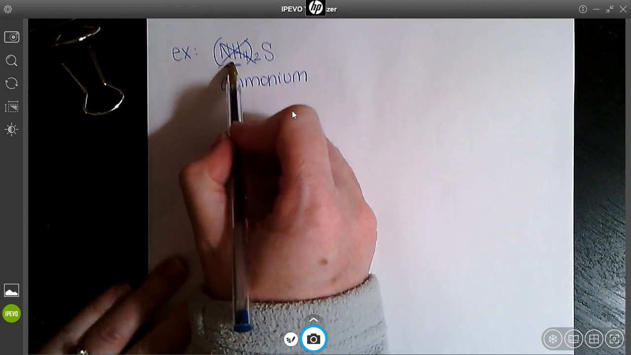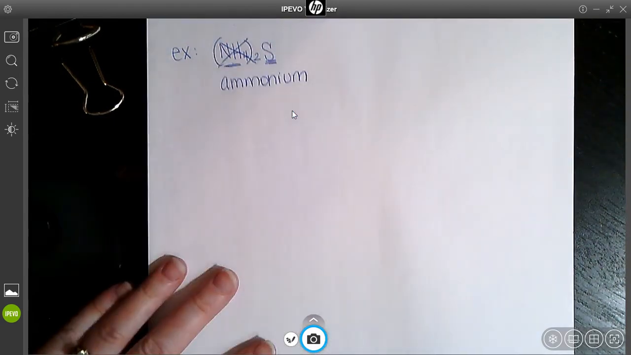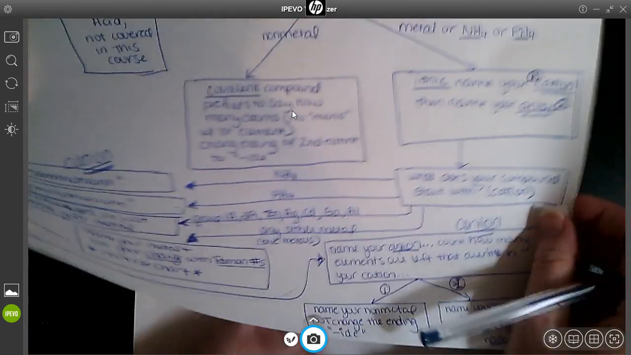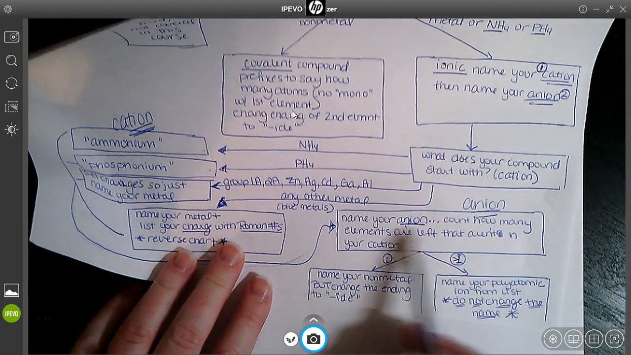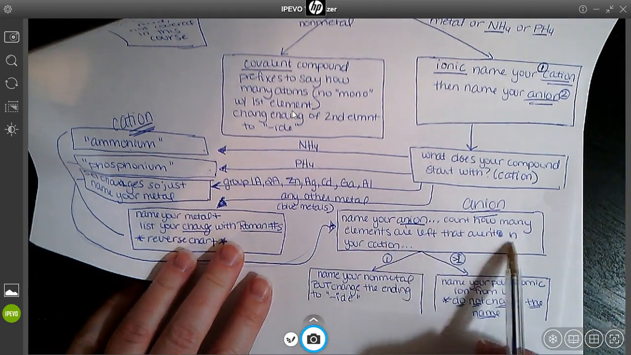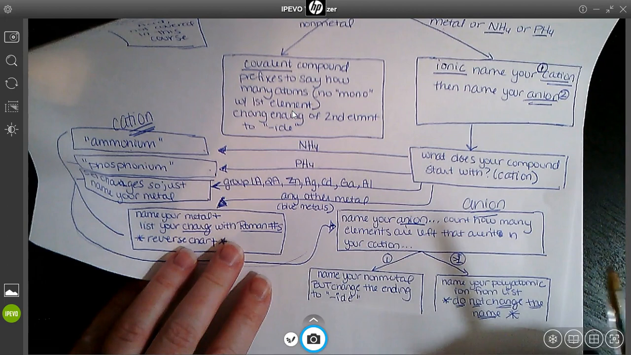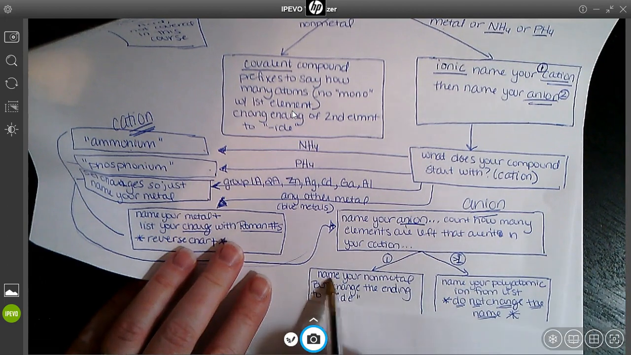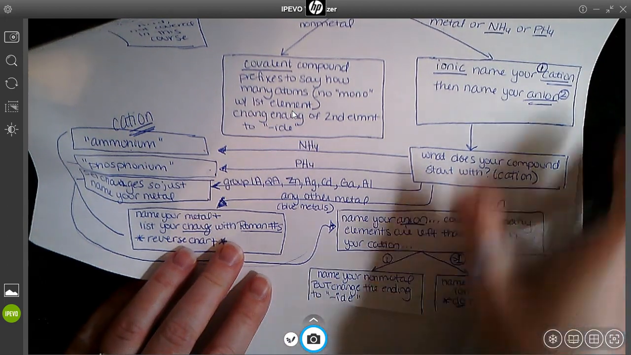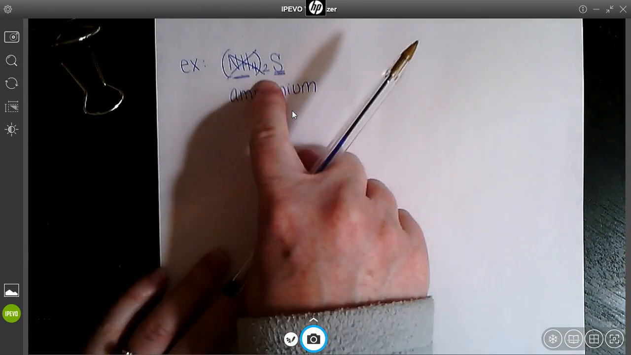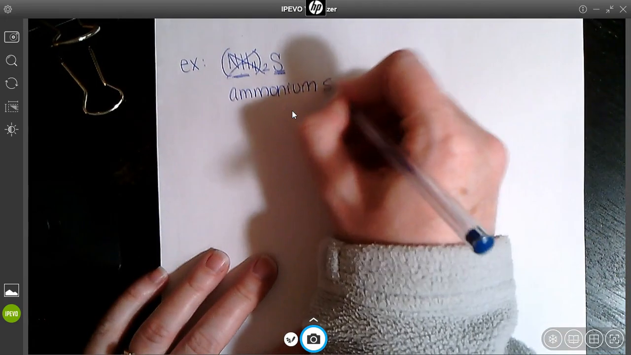We've named our cation. Now we just have to name our anion. So now we come over here. Count how many elements are left that aren't in your cation. I just have sulfur left. So name your nonmetal, but change to ide. Instead of saying sulfur, it's sulfide.